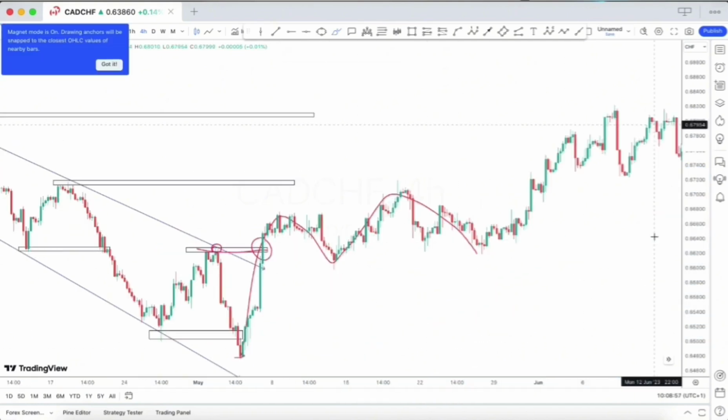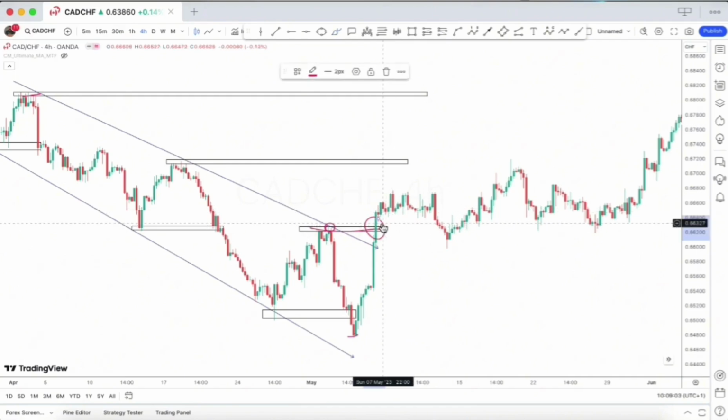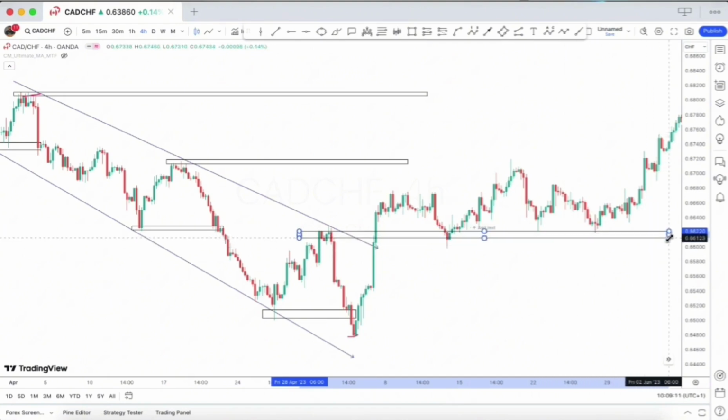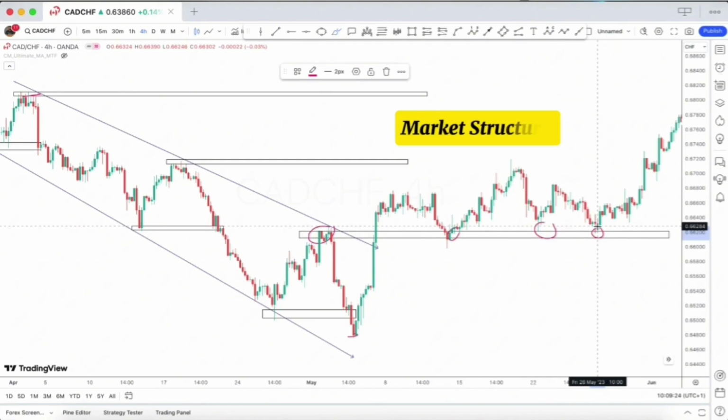Okay, so all this is us understanding support and resistance. And if we extend this level to the right side, you can see that the previous resistance is now a support level. You can see, this support level is now very strong. This is actually what we call market structure.